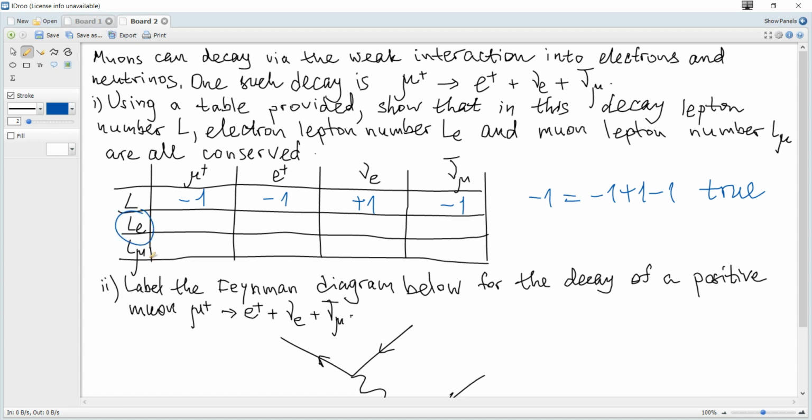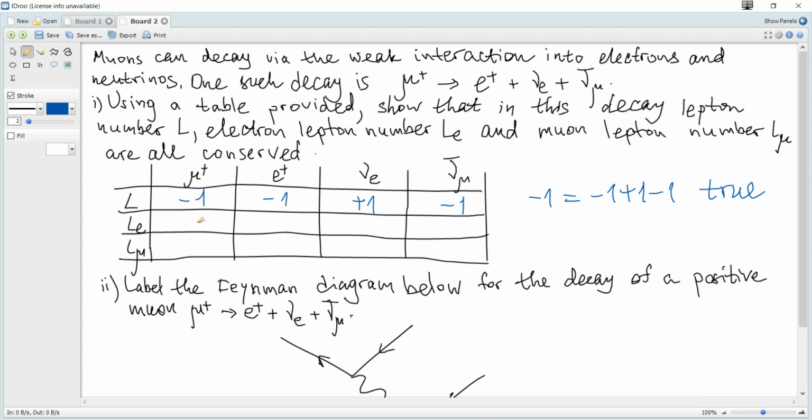electron-lepton number. Also, if a particle is an electron-lepton and is a particle, not an antiparticle, its lepton E number is +1. If it's an electron-lepton but is an antiparticle, its Le value is -1. And if it's not an electron-lepton, its Le value is 0.